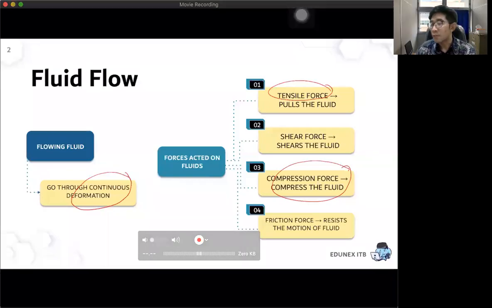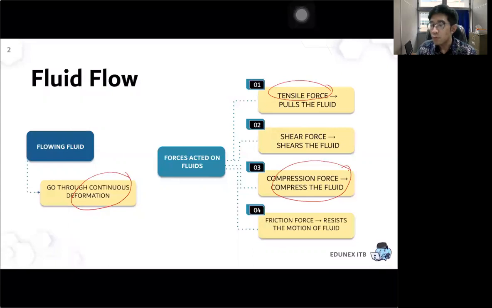Okay, I'll repeat again. Fluid flow is caused by these forces. Four types of force. First is the tensile force, the force that pulls the fluid. So it's from the end part of the flow. And then the compression force, it compresses the fluid from the beginning of the flow.